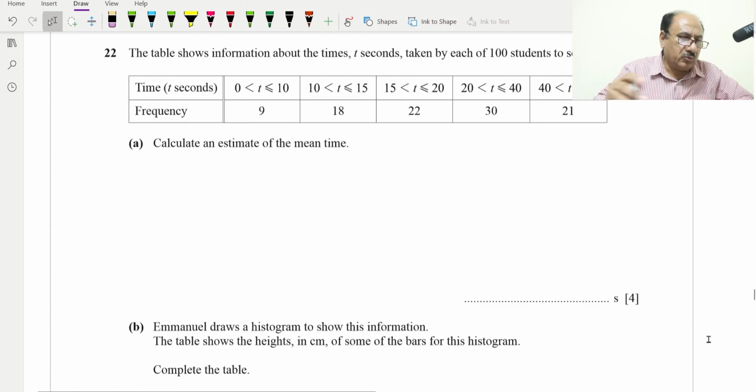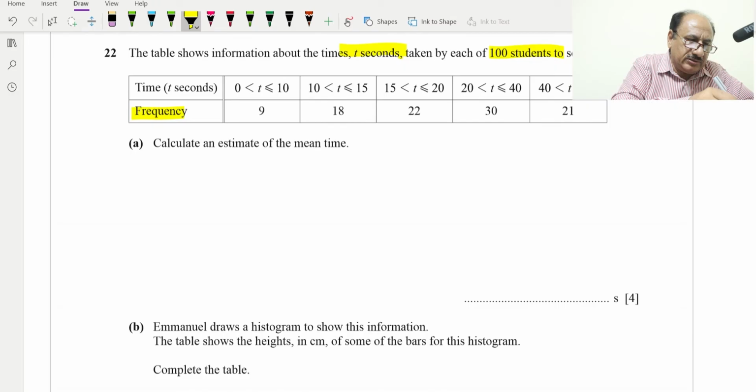So now question number 22. The table shows information about the times, t seconds taken by each of 100 students to solve a puzzle, and this is basically frequency and time, and we have to estimate the mean, and for the mean we are checking the mid value, mid range basically. So mid range for this one will be 5, for this one will be 12.5, for this one will be 17.5. Similarly for this one will be 30.